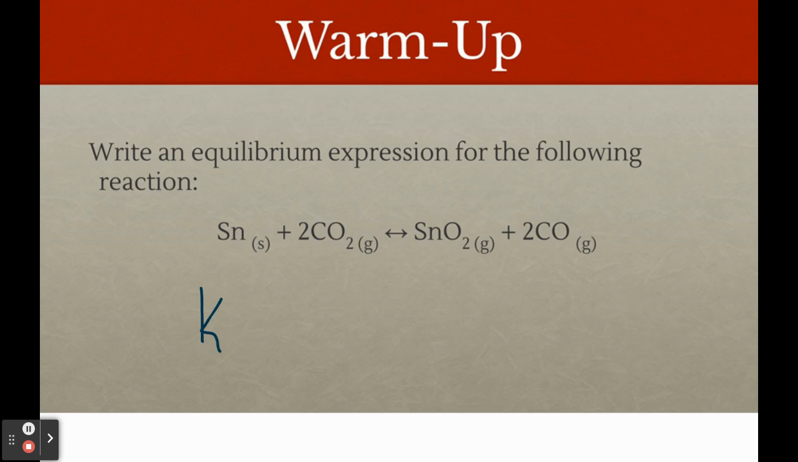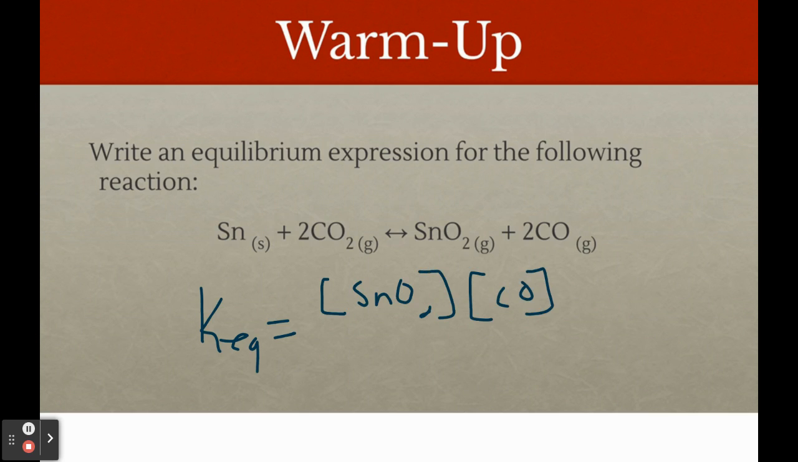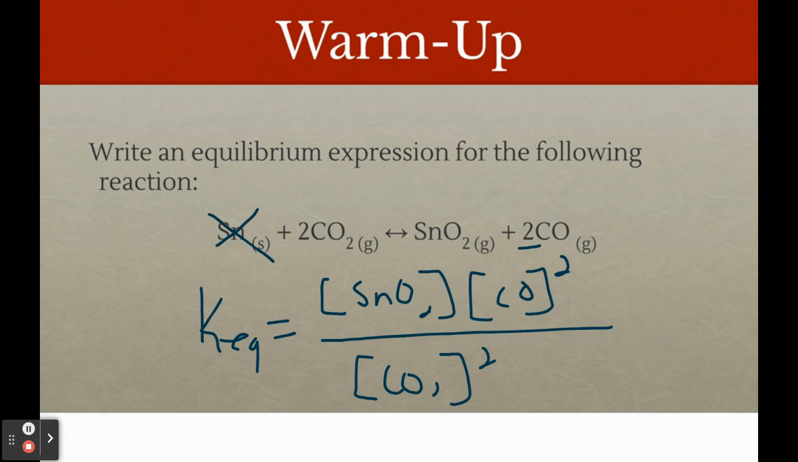So we have our equilibrium constant, KEQ, is equal to the concentration of the products on top, and the CO is going to be raised to the second power because of the coefficient, divided by the concentration of the reactants. Now we would not include Sn because it's a solid, so the bottom is only going to have CO2 raised to the second power. So this is the equilibrium expression for this reaction.